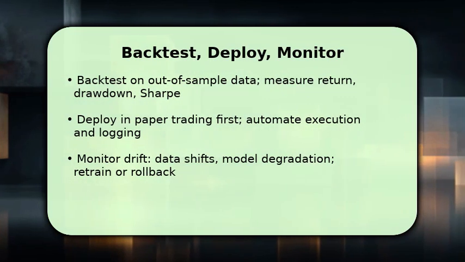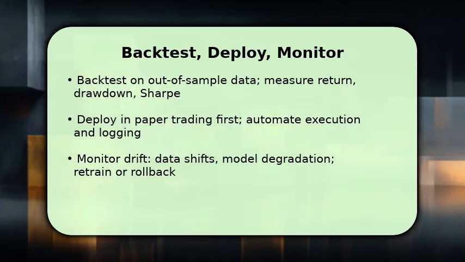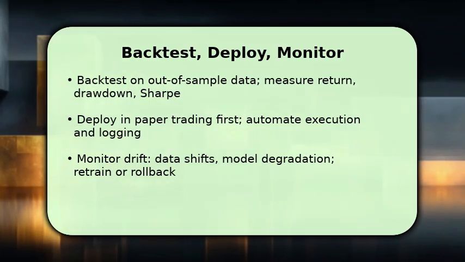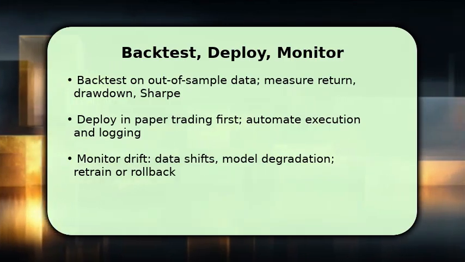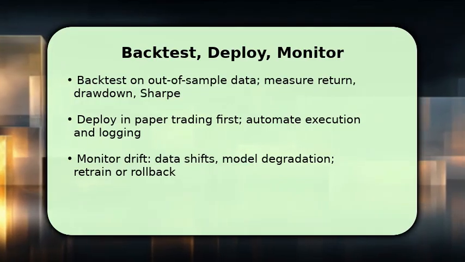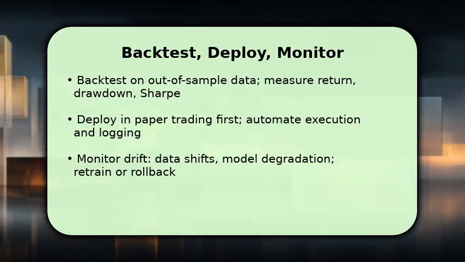Finish by validating and operationalizing your system. Backtest on out-of-sample periods and record return, drawdown, and Sharpe so you know real performance. Once satisfied, deploy to paper trading and automate execution and comprehensive logs. This reveals slippage and edge cases. Then move to live with tight controls.